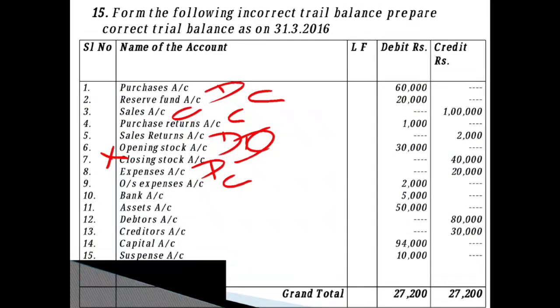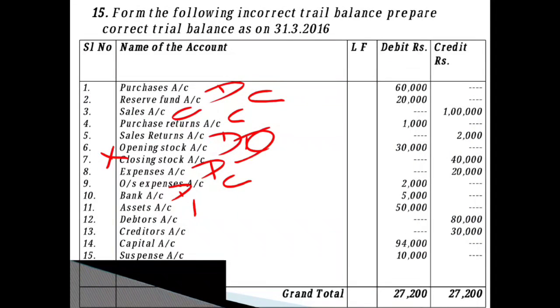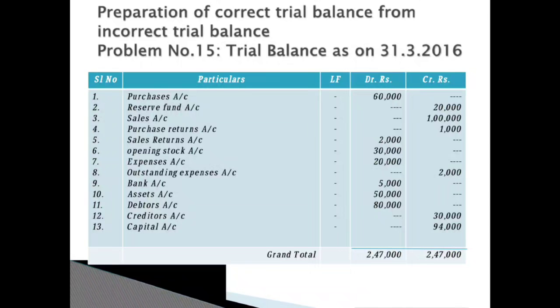The next you have bank account, which shows a debit balance because it is an asset. So bank account debit balance rupees 5,000. The next they have given assets account, it is also an asset which shows a debit balance, so you are going to record a debit balance here. Tenth one, assets account debit balance rupees 50,000.